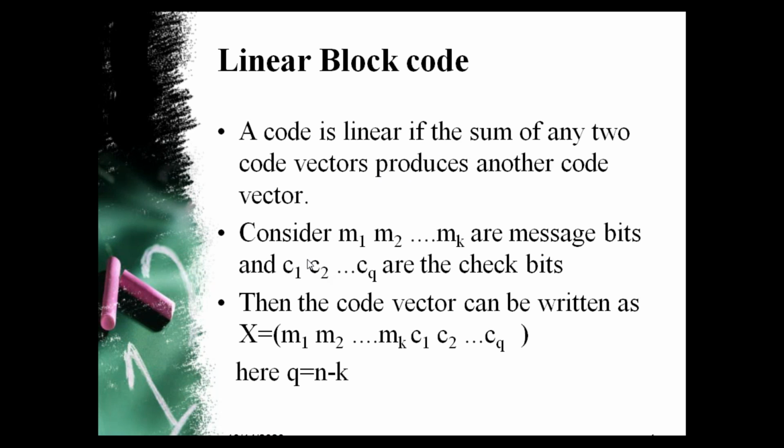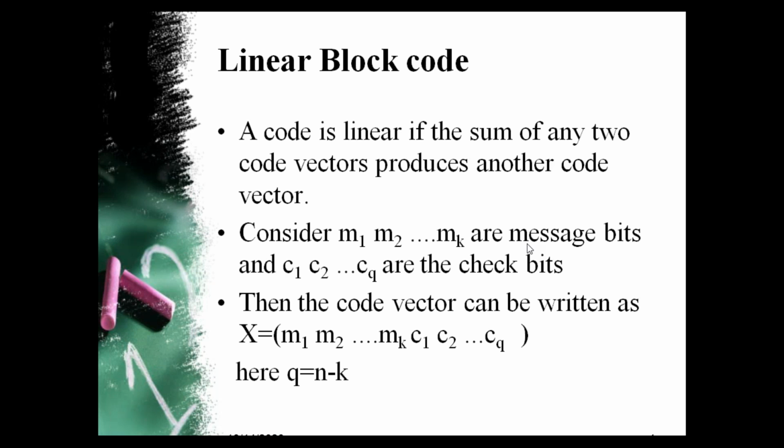Okay, we can consider m1, m2, etc., up to mk as the message bits. Usually we denote the message bits as m1, m2, m3, etc., up to mk, that is, k message bits. And c1, c2, etc., up to cq.